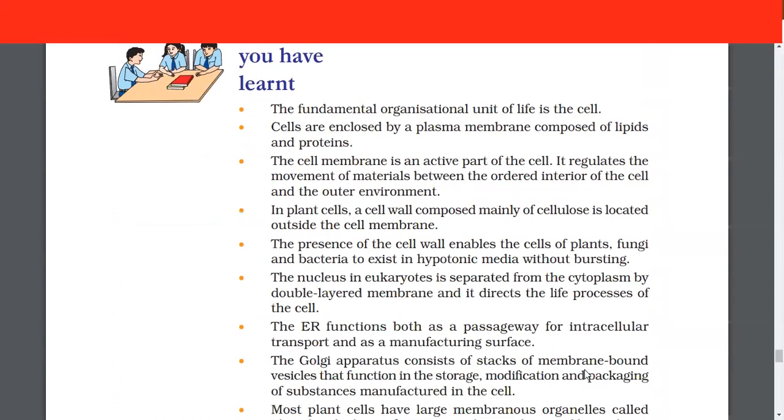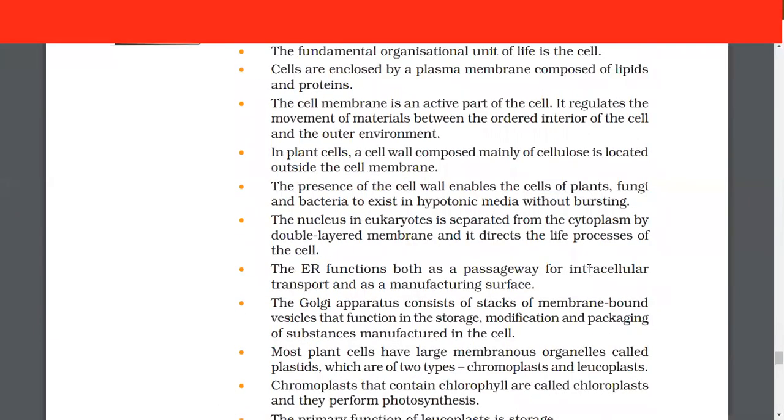What you have learned. The fundamental organizational unit of life is the cell. Cells are enclosed by a plasma membrane composed of lipids and proteins. The cell membrane is an active part of the cell. It regulates the movements of materials between the ordered interior of the cell and the outer environment. In plant cells, a cell wall composed mainly of cellulose is located outside the cell membrane. The presence of a cell wall enables the cells of plants, fungi, and bacteria to exist in hypotonic media without bursting.